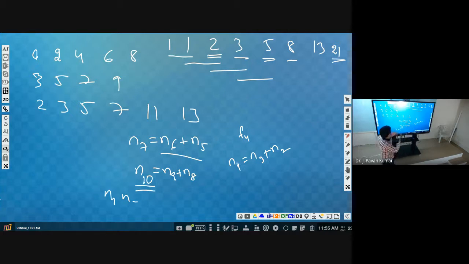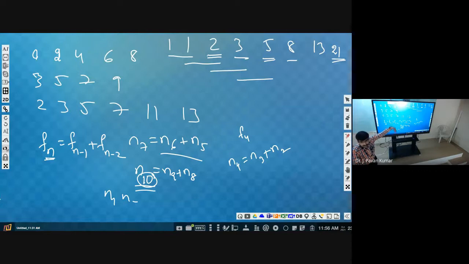Suppose I wanted to find Fn, where n is nothing but this 10. Then how can we write it? Fn minus 1 plus Fn minus 2, that is the previous number and the previous to previous number, and we are adding those two. To find Fn minus 1, we have to add Fn minus 2 and Fn minus 3. Next, Fn minus 2 is Fn minus 3 plus Fn minus 4. Like that, up to what extent do we have to repeat?